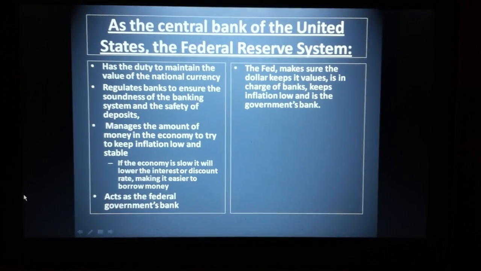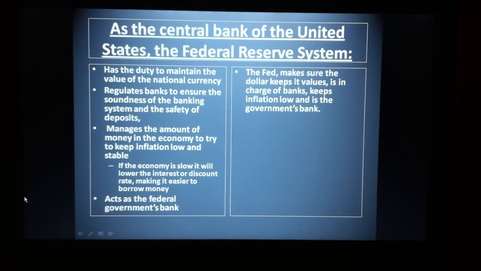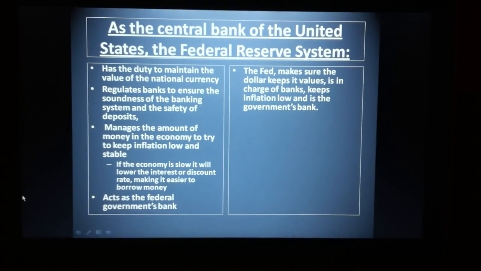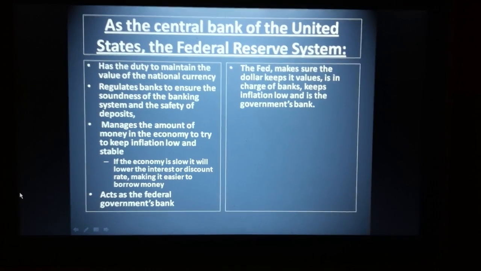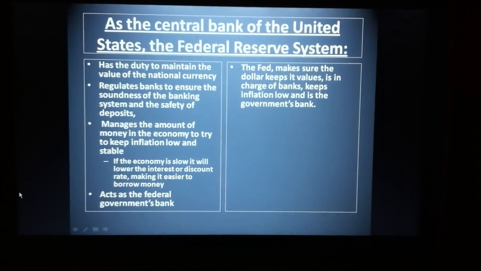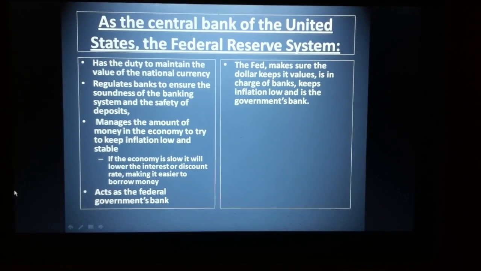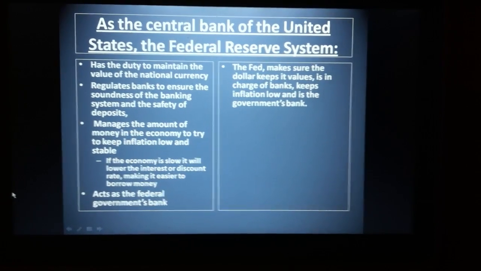As the central bank of the United States, the Federal Reserve System has the duty to maintain the value of the national currency, regulates banks to ensure the soundness of the banking system and the safety of deposits, and manages the amount of money in the economy to try to keep inflation low and stable. If the economy is low, it will lower the interest rate or discount rate, making it easier to borrow money. And it acts as the federal government's bank.